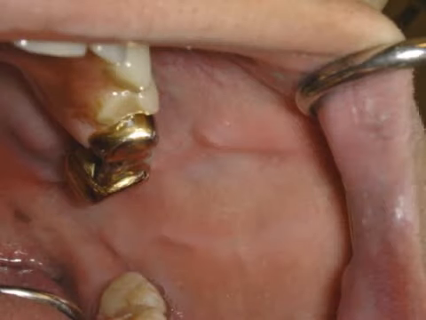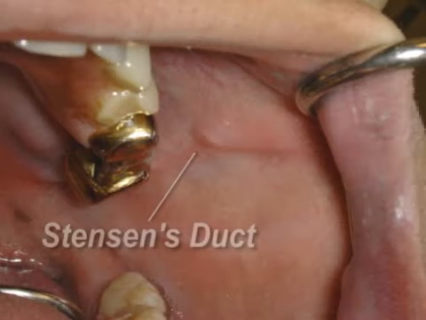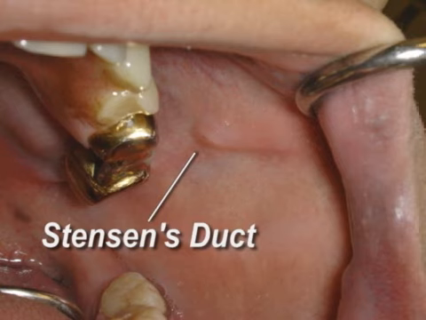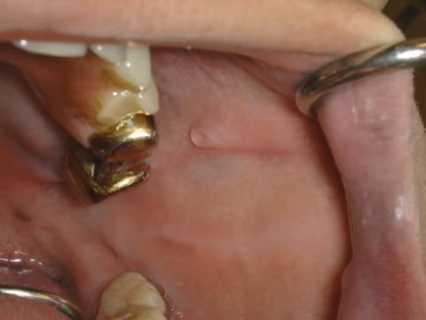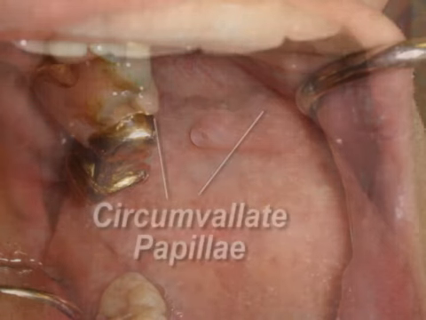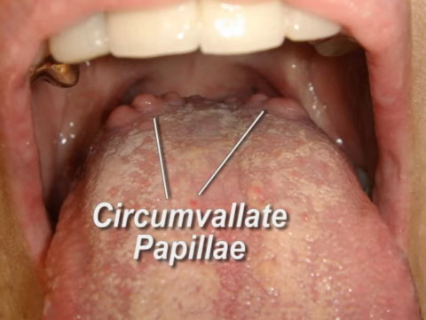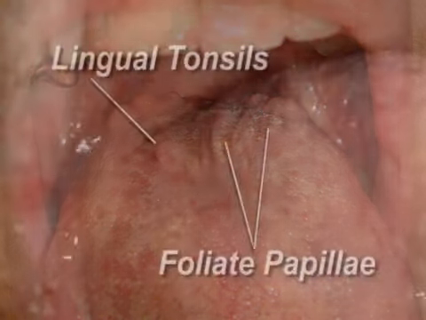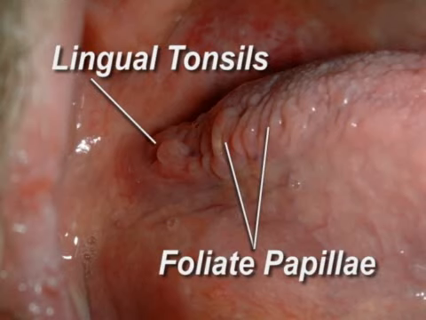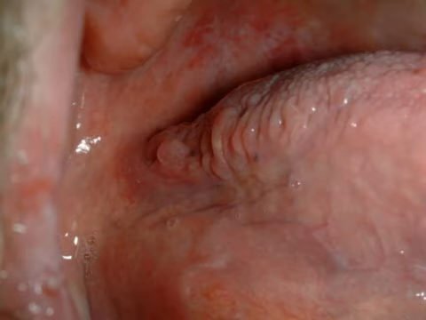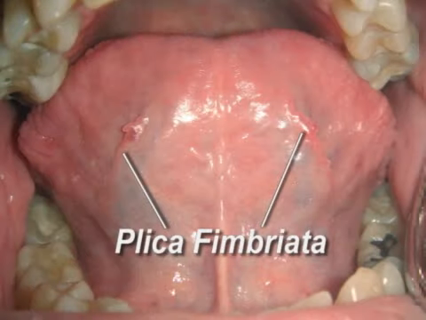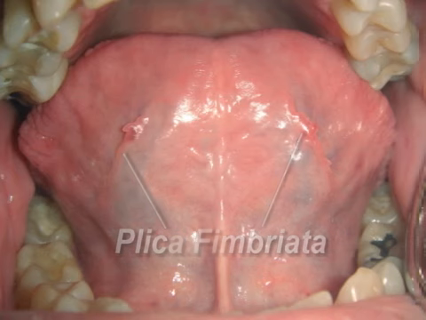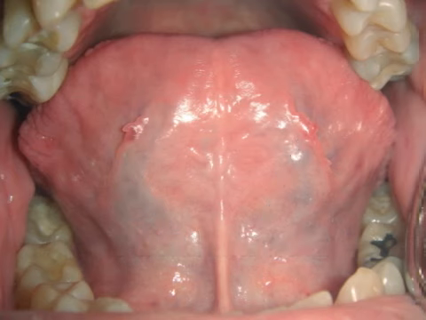Normal structures a patient may notice in his or her mouth include the Stenson's duct, which is the duct of the largest saliva gland. It opens into the mouth next to the upper molars and may be flat or slightly raised. The circumvallate papillae, which form a V-shaped row of rounded bumps at the back of the tongue. Lingual tonsils, which are found on the top and back of the tongue. They may become enlarged with infections. And the plica fimbriata, which are folds on the underside of the tongue. These folds may look fringed.